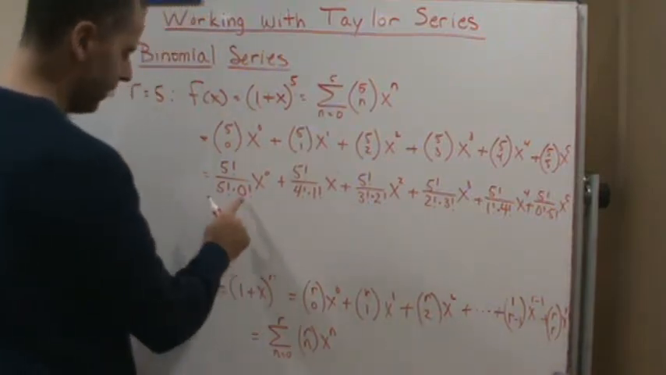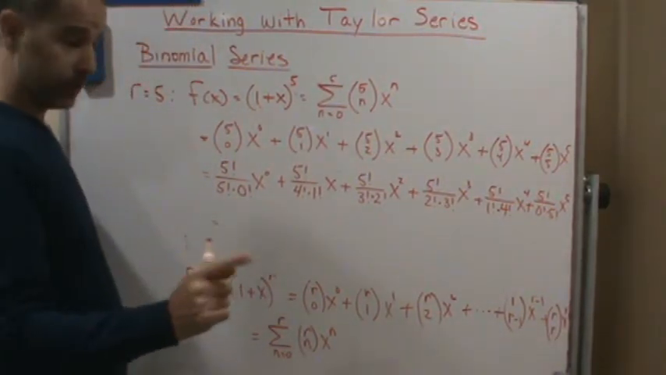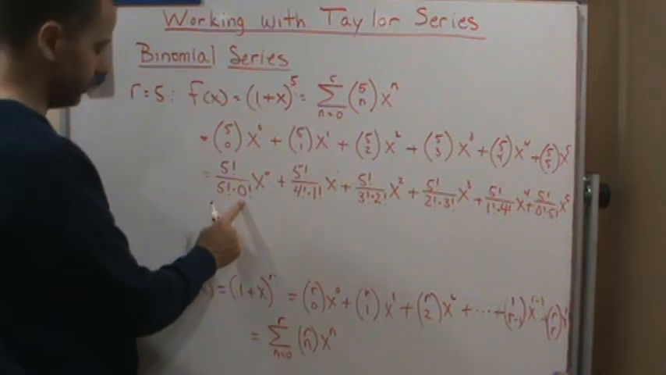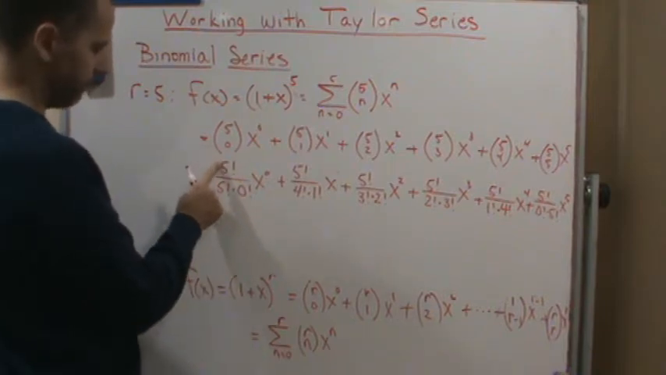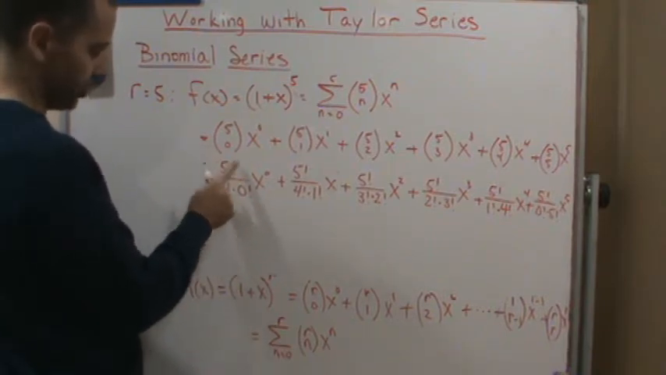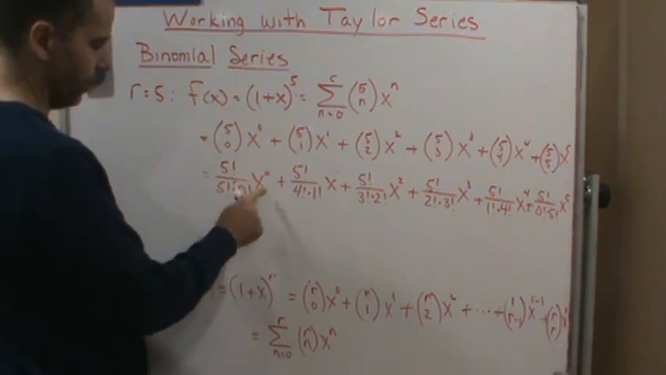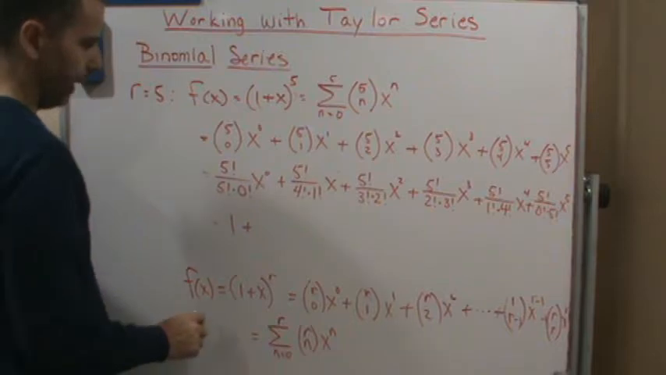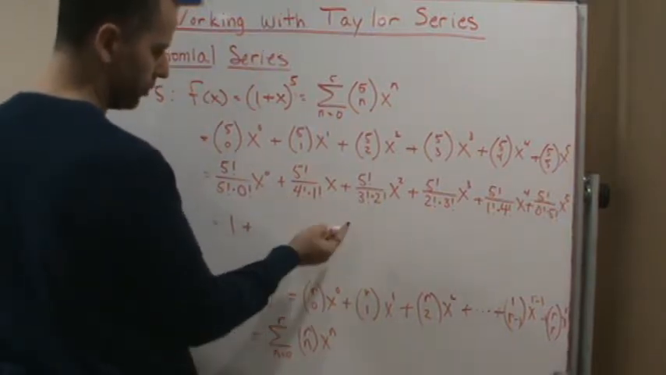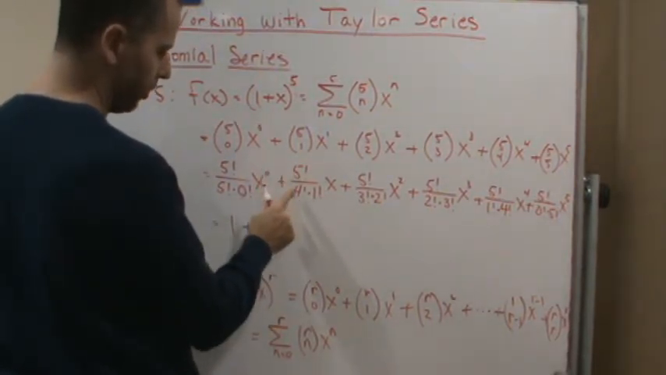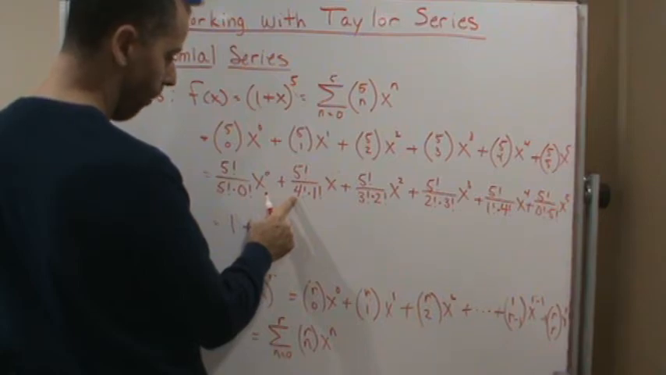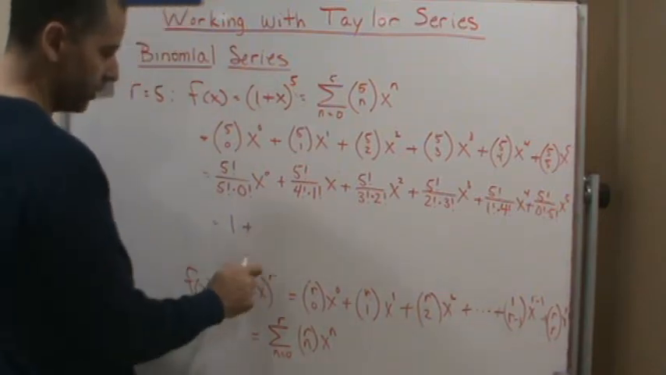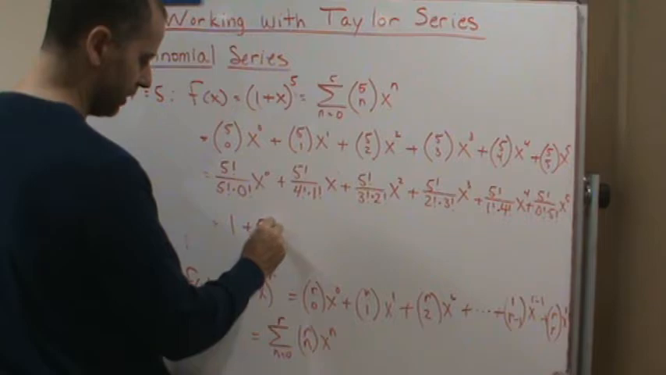Well, 0 factorial is defined as 1, so 0 factorial is equal to 1. 5 factorial divided by 5 factorial is just 1. So this whole thing just becomes 1. And then what is this? 1 factorial is just 1, so this is really 5 factorial divided by 4 factorial. And so this actually just becomes 5x.